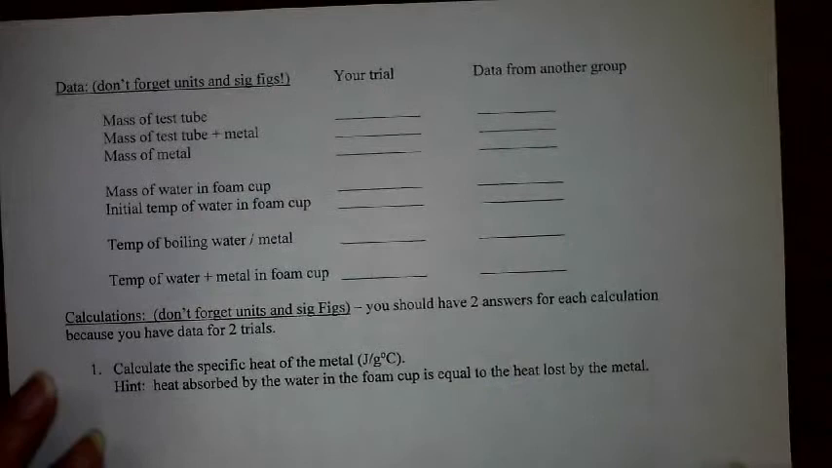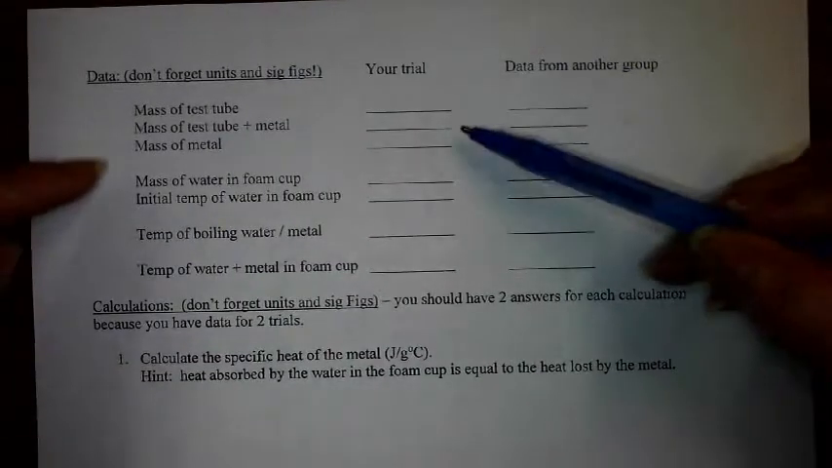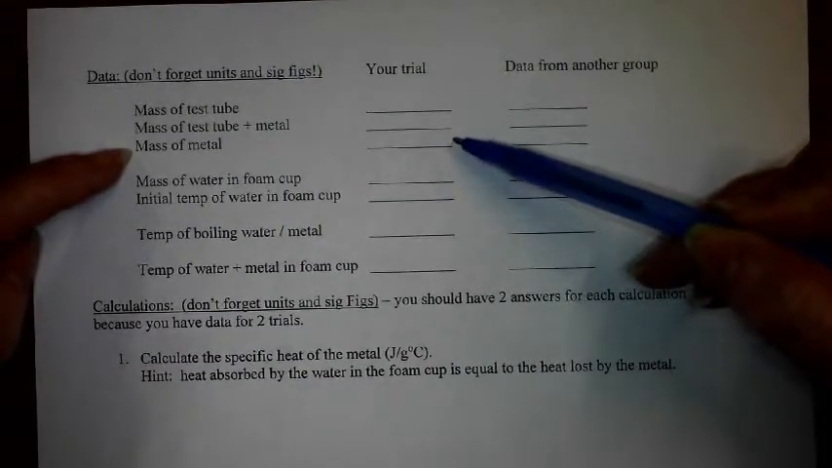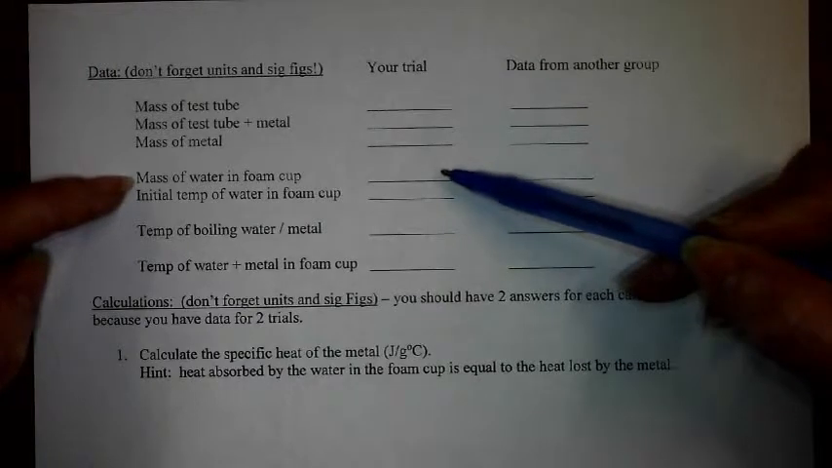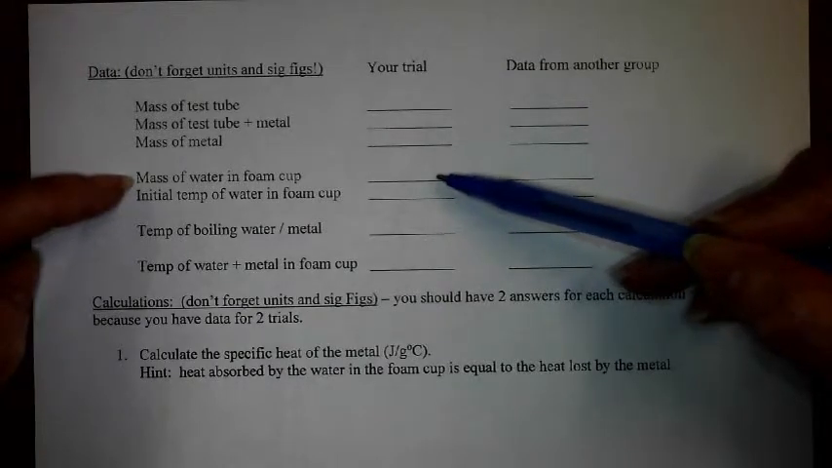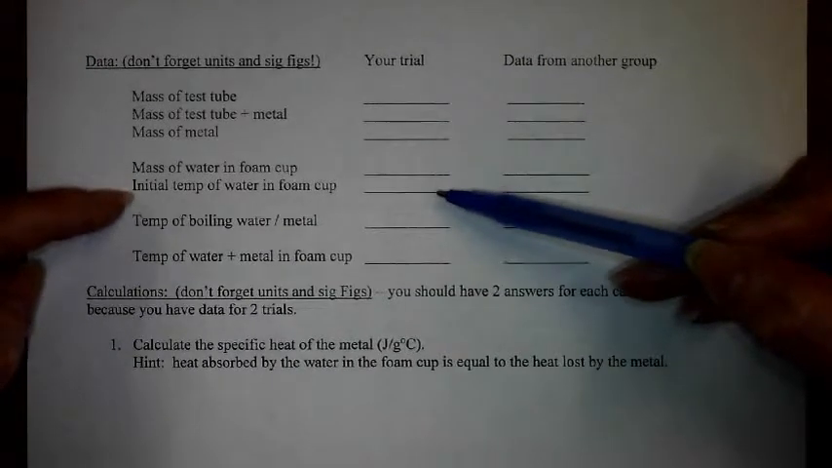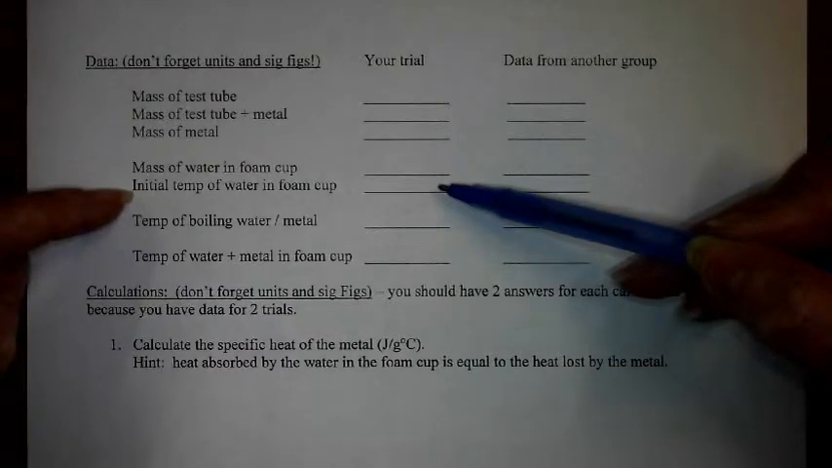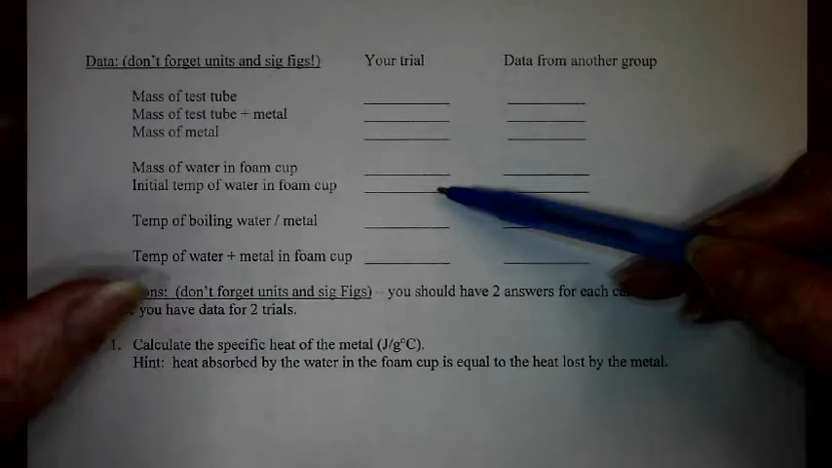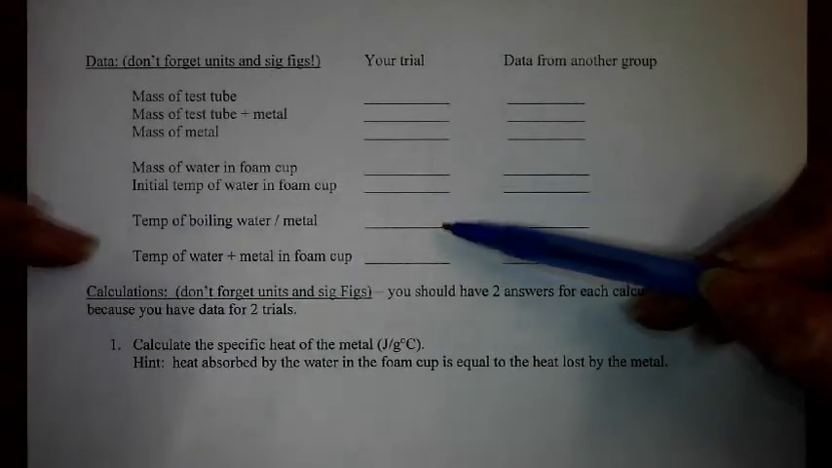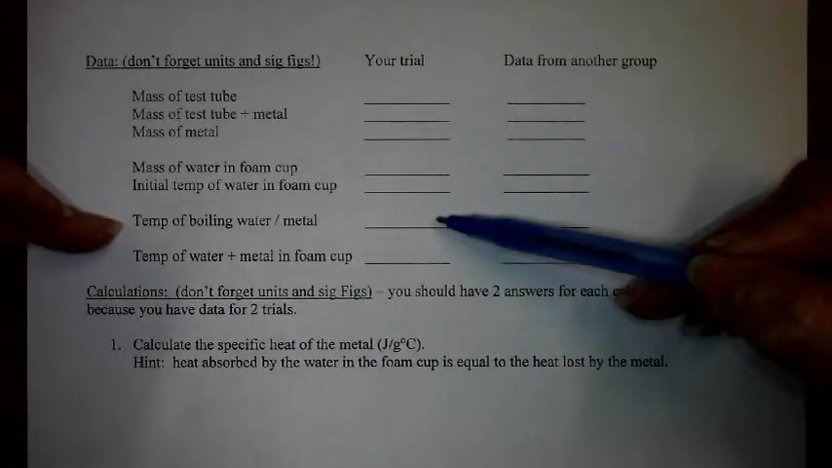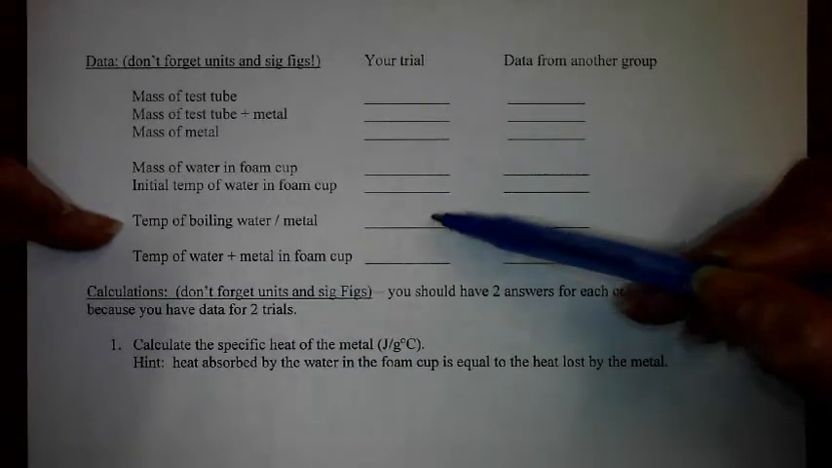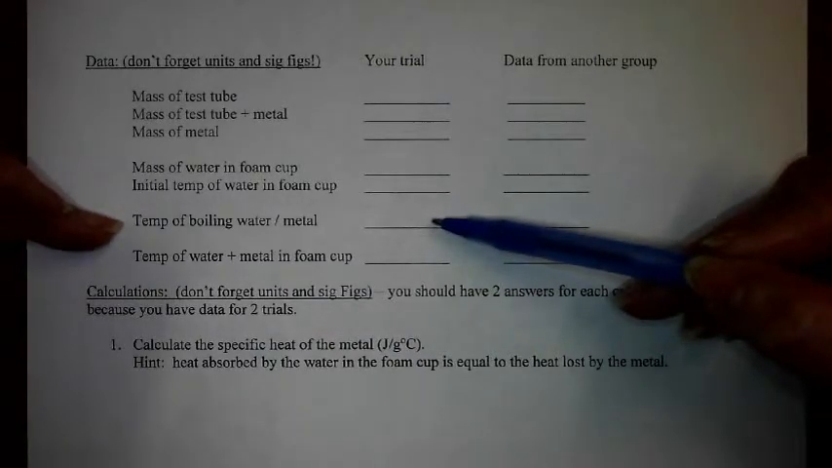And so here, first you've got the mass of your metal, and then you calculated the mass of the water that was in your foam cup. Then you took the initial temperature of your water that was in the foam cup. So that's the initial temperature that the water starts out in the cup. Now, then you took your metal and you put it in the test tube in the boiling water. So this temperature right here is the initial temperature of your metal.